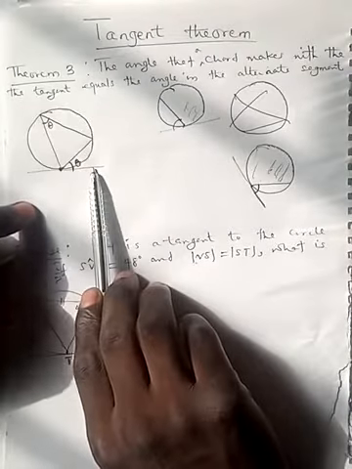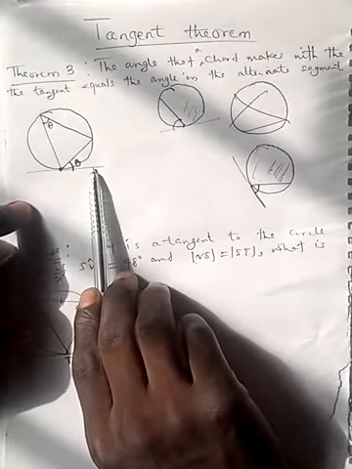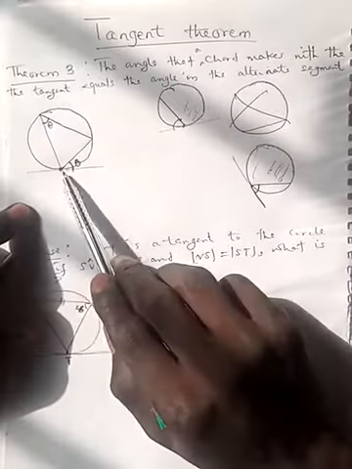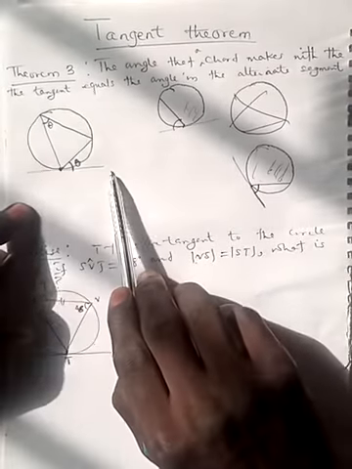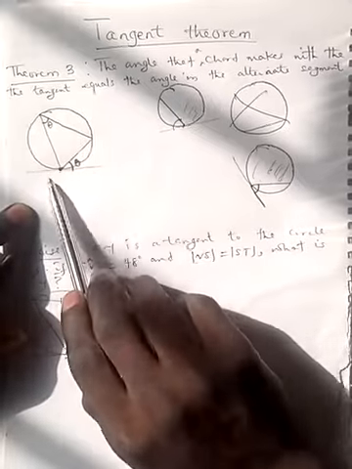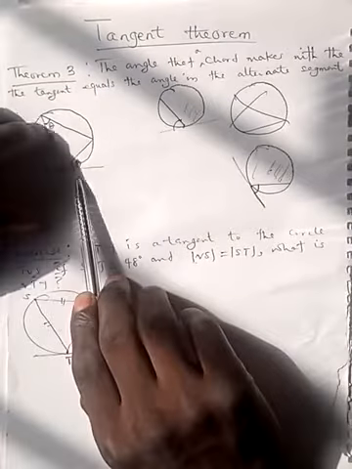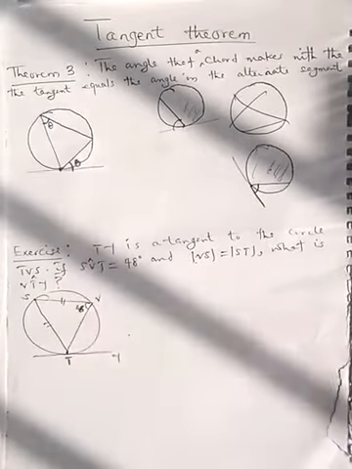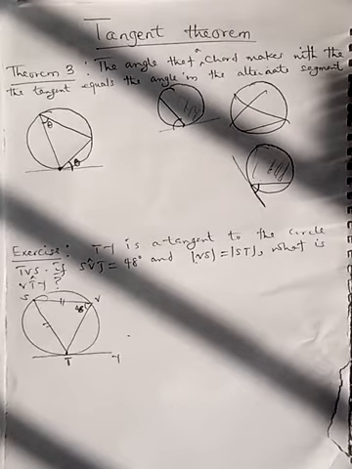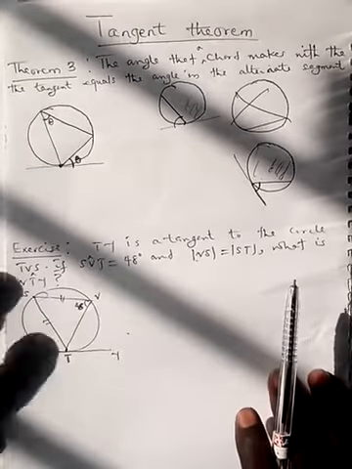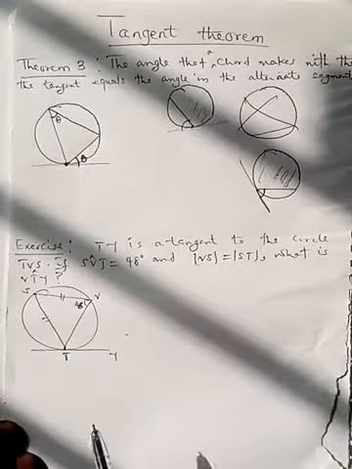So the theorem has been diagrammatized in this way. The angle that a chord makes with the tangent equals the angle in the alternate segment. Here is a chord, here is a tangent, and this equals this angle at this other side. So let's quickly look at an exercise on these notes.